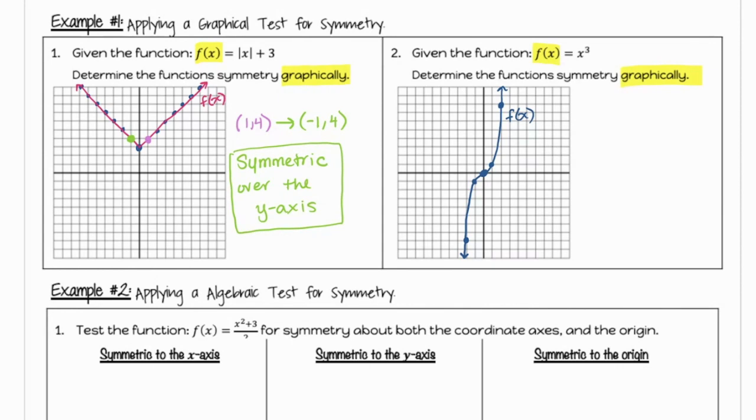All right, so here's my function f of x. I'm going to do the same thing I did before. I'm going to pick a point, just pick that point (1, 1), and see if I can find the point that's reflected with that point. And I do see (-1, -1). Both the x's and the y's change, which means we have symmetry with respect to the origin.